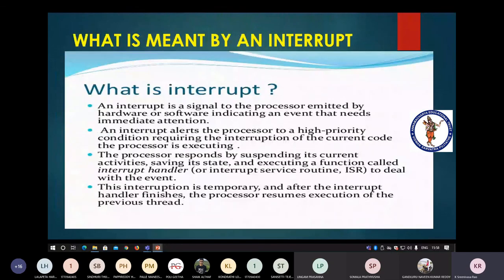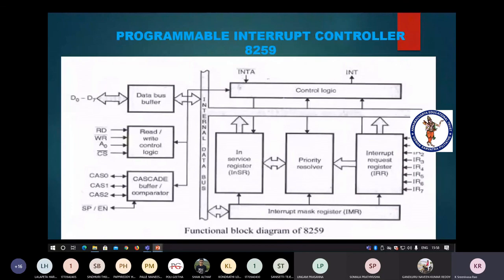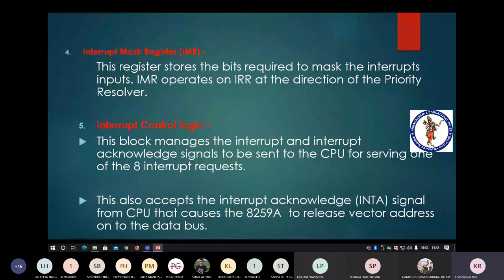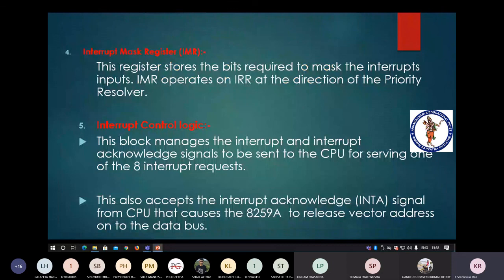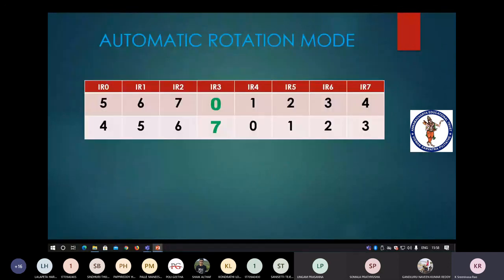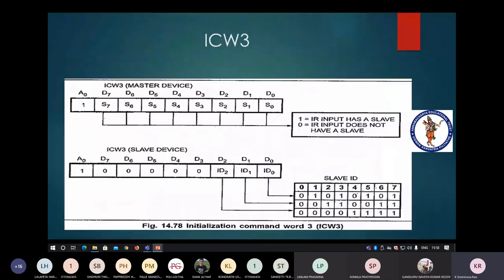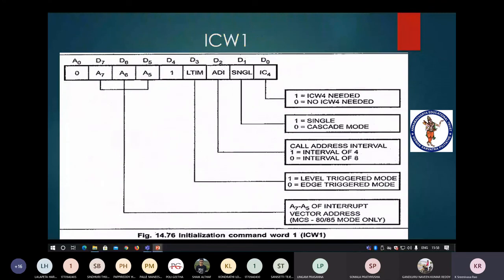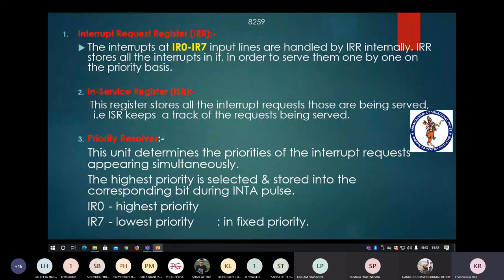So do you have any doubt? You can ask. Next class we will see the 8259 priority modes, followed by the command words: initialization command words and then the operational command words. Do you have any doubt? You can ask.